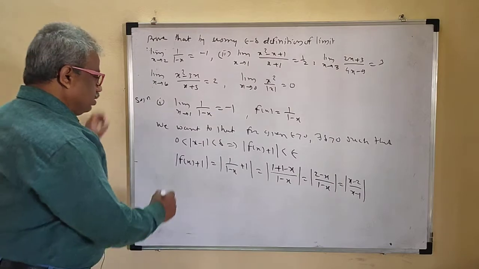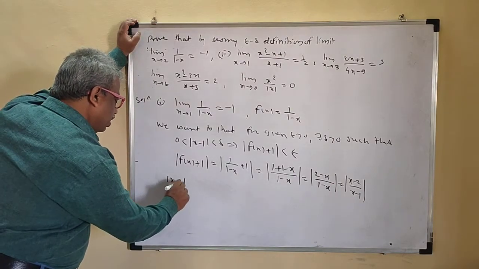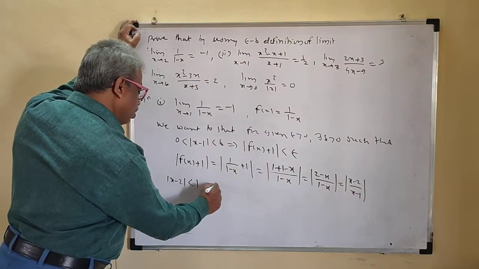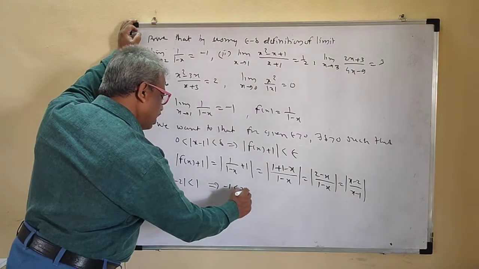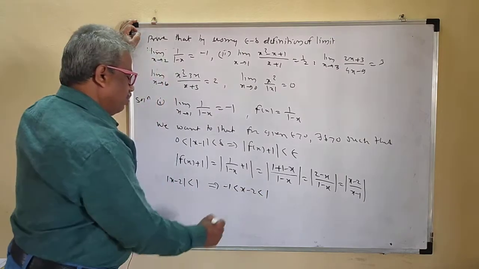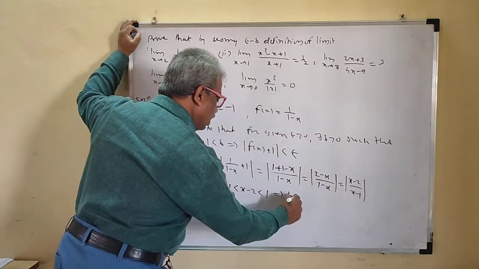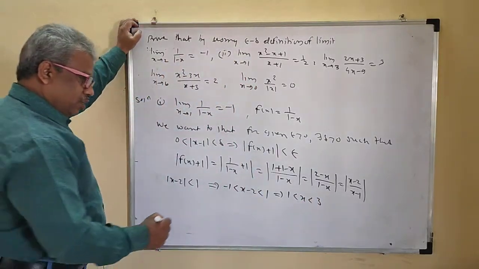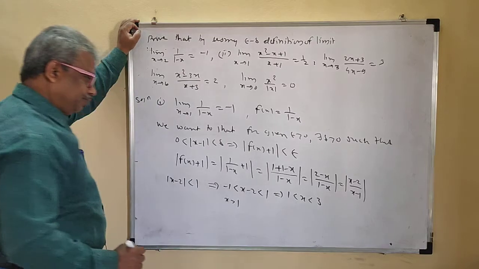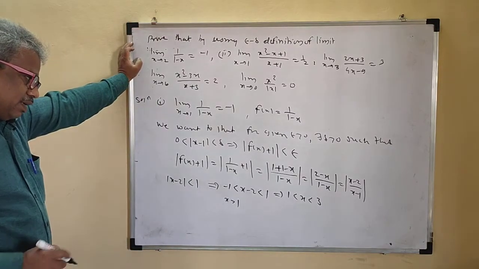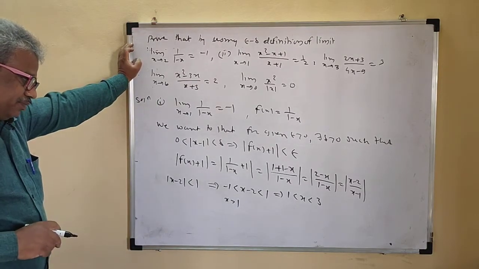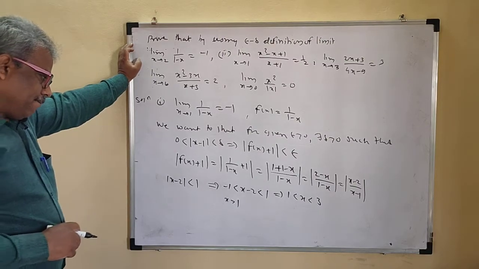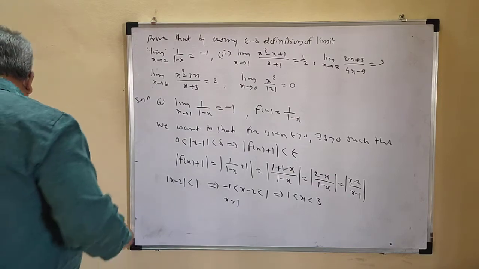Suppose mod of x minus 2 is less than 1. What does this imply? This implies that minus 1 less than x minus 2 less than 1, which implies 1 less than x less than 3. So your x is greater than 1.